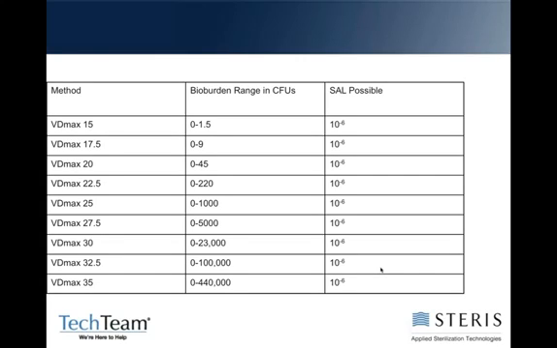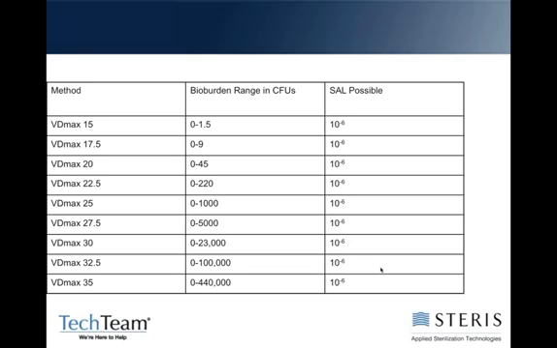For example, you might say, well, I'd like to have VD max 15 because I want my minimum sterilization dose to be 15. But what if your bioburden is something like 200? VD max 15 has a limit of 1.5 CFUs on the bioburden, so you would not be able to do VD max 15.